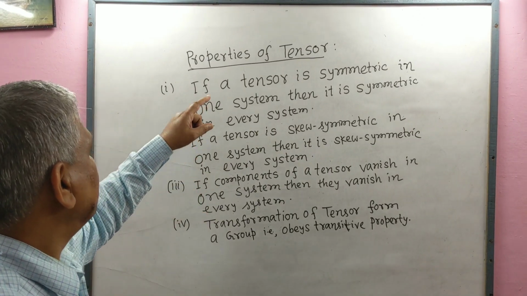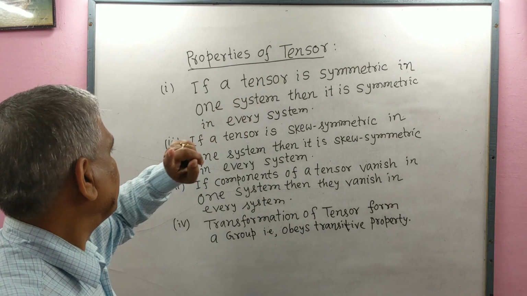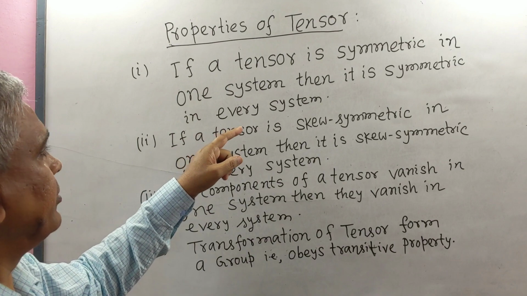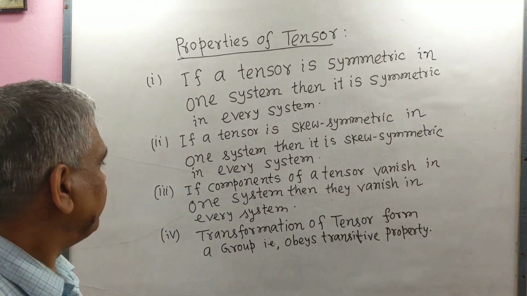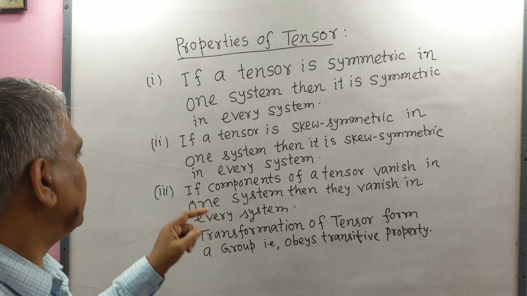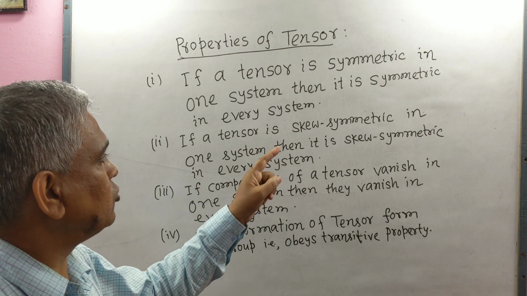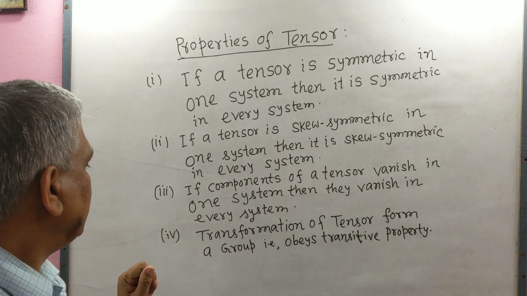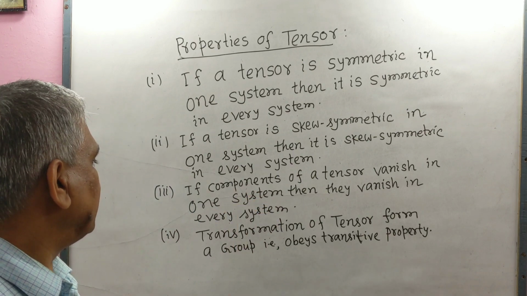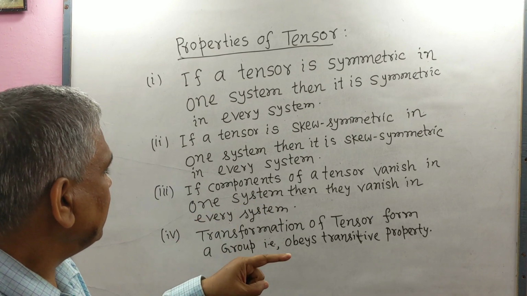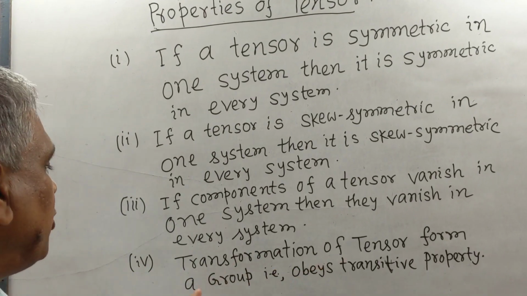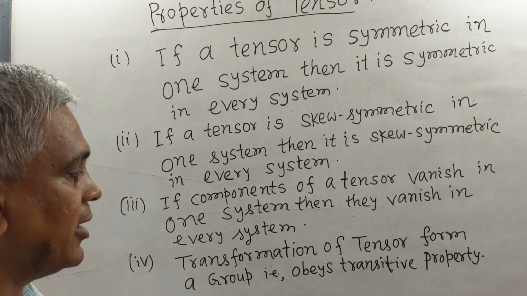Hence we may quote the properties of tensor. Number 1, if a tensor is symmetric in one system, then it is symmetric in every system. Number 2, if a tensor is skew symmetric in one system, then it is skew symmetric in every system. Number 3, if the components of a tensor vanish in one system, then they vanish in every system. Number 4, transformation of tensor form a group, that is always transitive property.